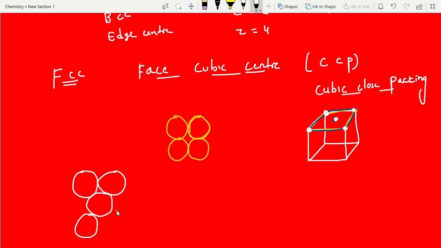See, in four particles are there, students. These four particles are there, touching each other, and this is touching each other, and this is touching each other. And see, here one center is there, one center is there, that I have drawn here. That's it, for explanation of packing efficiency.